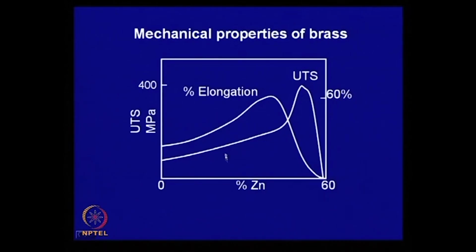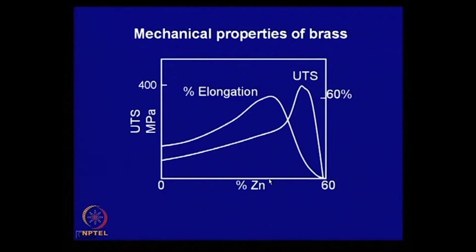which is known as alpha brass. If you look at the mechanical properties of brass, as you add zinc, you will find that UTS goes on increasing, and somewhere here it becomes maximum and then it drops down. Elongation, or ductility, also increases up to a certain point and then it drops down, and you get an optimum property around 30% of zinc.